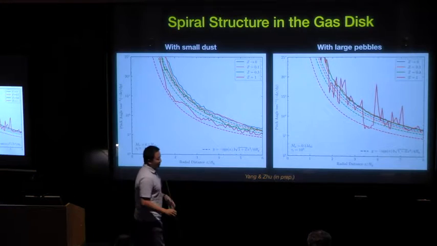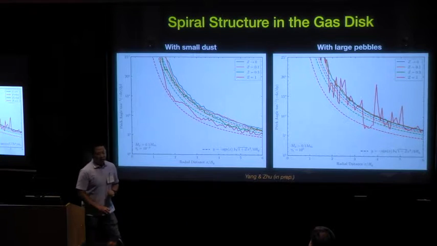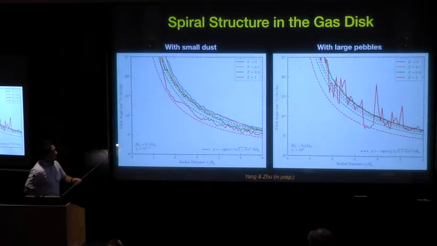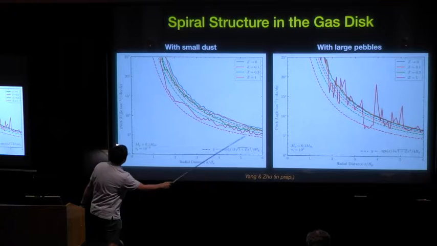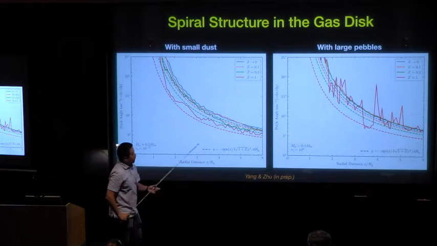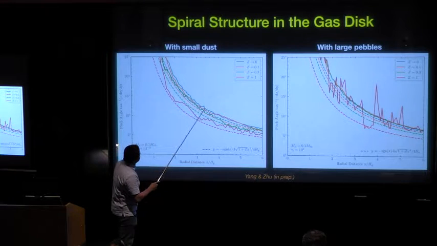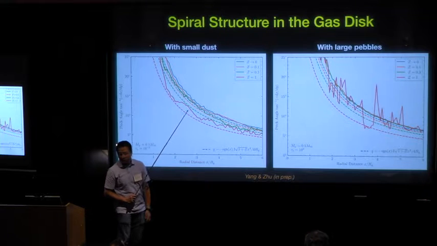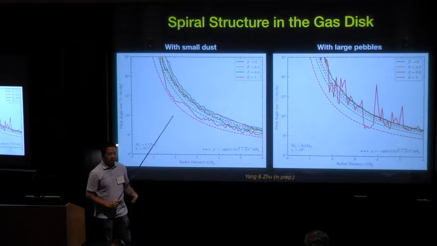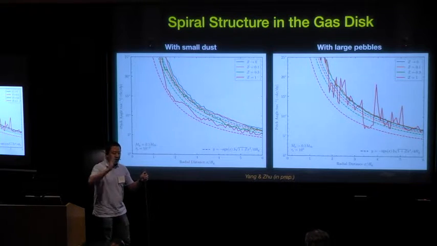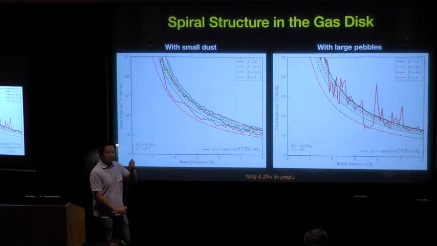So the first effect: how does the dust back reaction affect the spiral structure? This is a measurement of the spiral structure in the gas. And you do see that the pitch angle decreases with increasing solid loading. So this means that the spiral becomes less open when you have more dust.